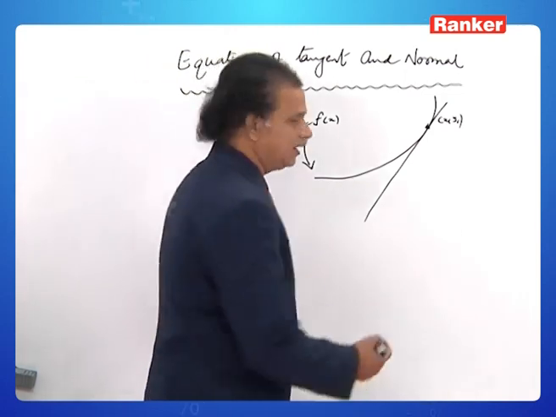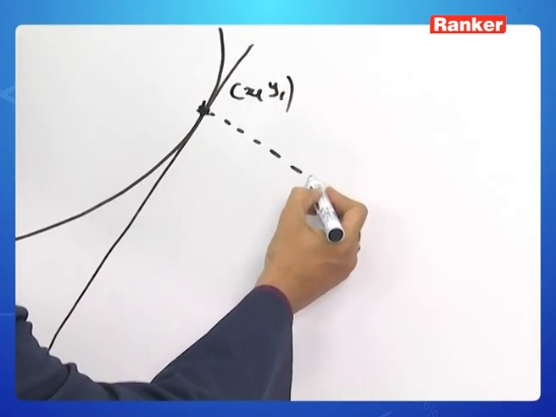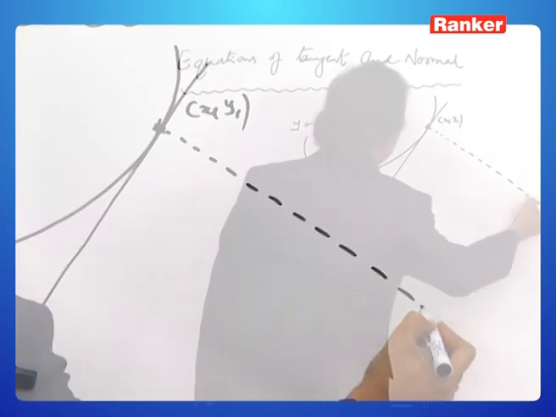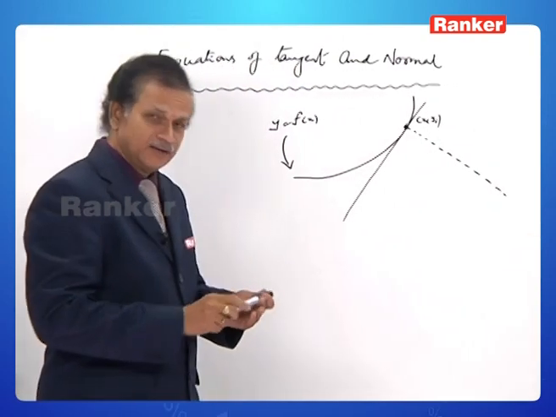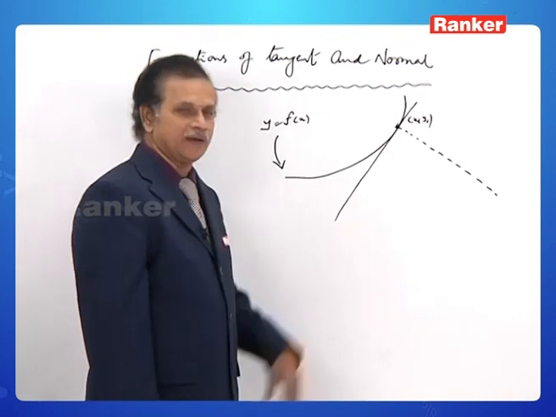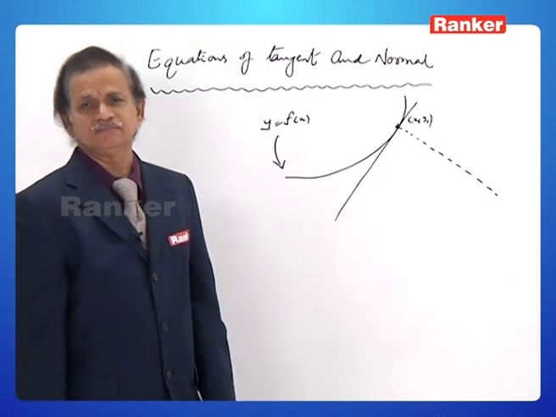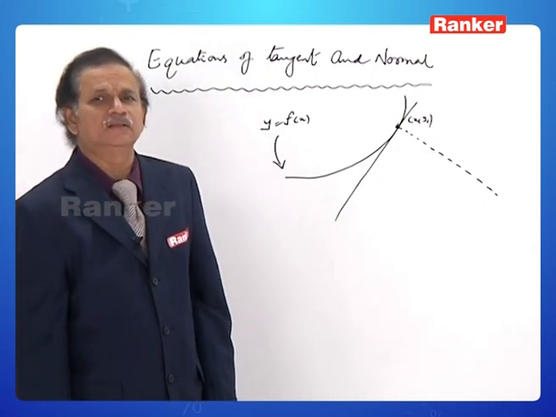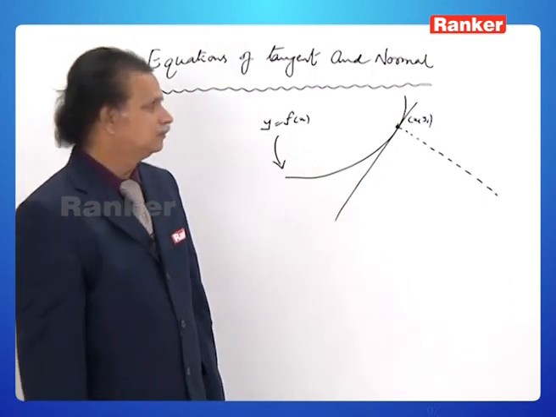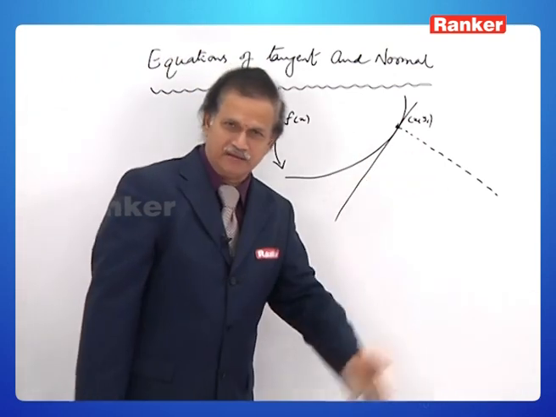What is meant by normal? Observe the line. It is perpendicular to the tangent at the point and through the point. It's nothing but the normal. The line through x1, y1 and perpendicular to the tangent at x1, y1 is the normal.